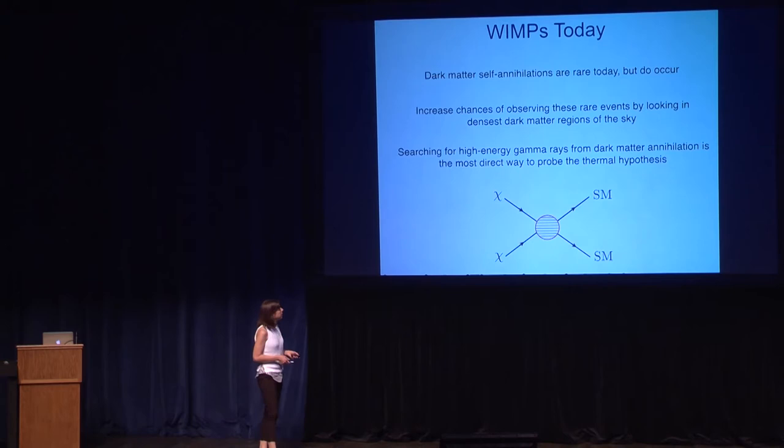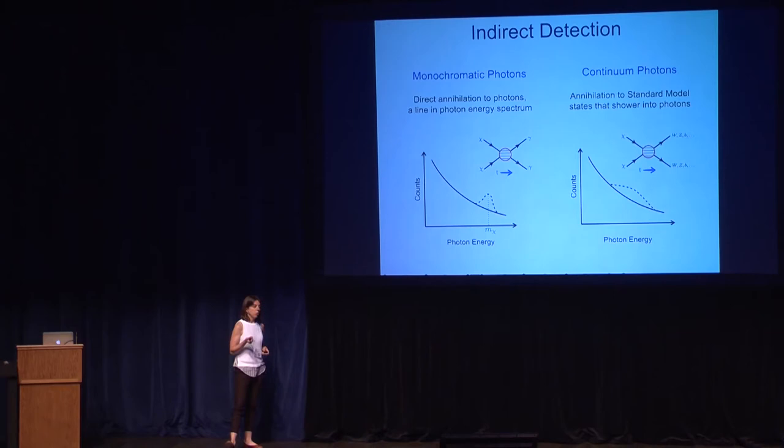So what do we actually look for? It depends on what the dark matter annihilates into. In one case, we can have the dark matter annihilate directly into photons, as shown here. In this scenario, the energy of the photon is just the mass of the dark matter particle. So if you're looking for a signal in the sky where you're counting up the number of photons that you see as a function of their energy, the background would be some falling background, and your signal would be some peak that's located right at the dark matter mass.